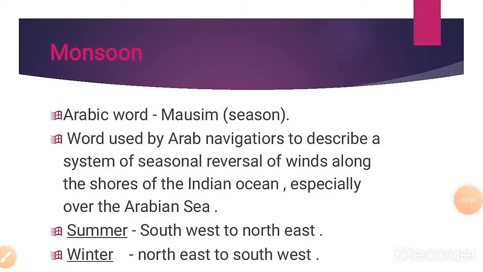Okay, let's start our today's portion. In this section, we are going to learn about monsoon in detail. Monsoon is an Arabic word, mausim, which means season. Originally, the word monsoon was used by Arab navigators several centuries ago to describe a system of seasonal reversal of winds along the shores of the Indian Ocean, especially over the Arabian Sea.